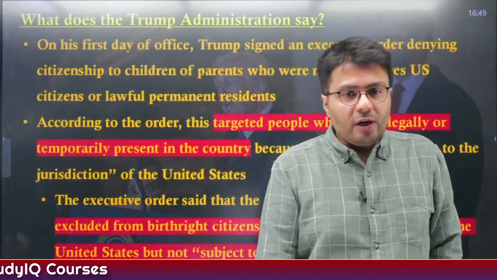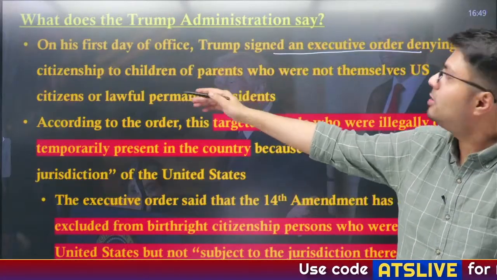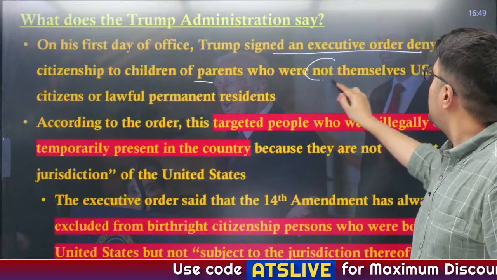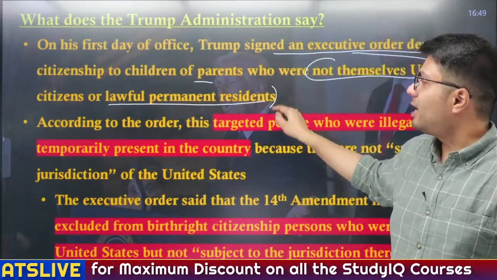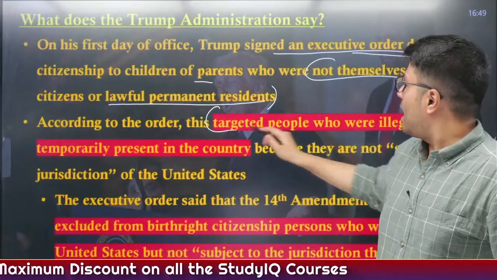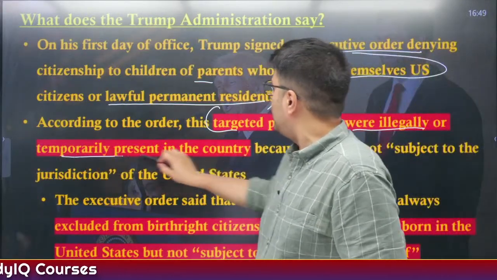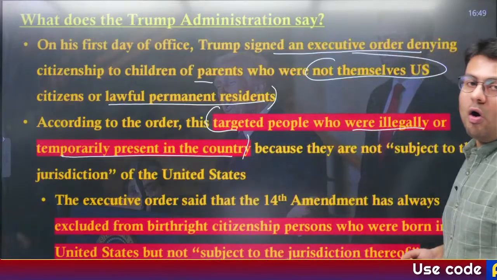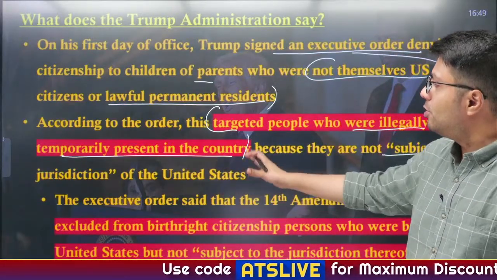Now, on the first day in office, Trump signed an executive order denying citizenship to children of parents who were not themselves US citizens or lawful permanent residents, right? So according to this order, it targeted people who were illegally staying in the US or are temporarily present in the country on a tourist visa or on the H1B visa, who are not subject to the jurisdiction of the US.